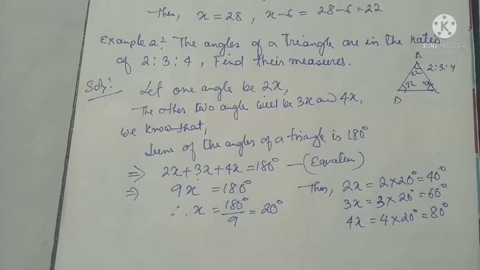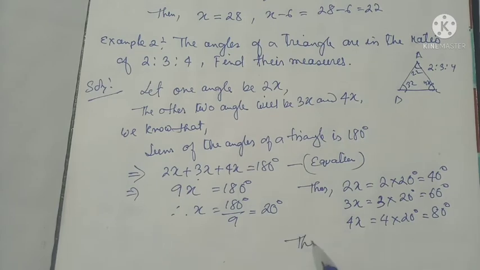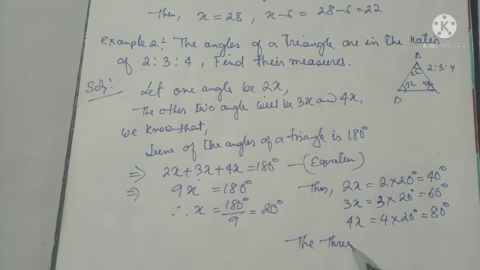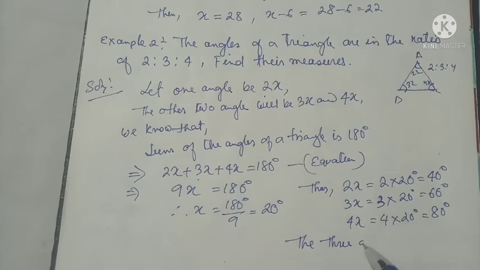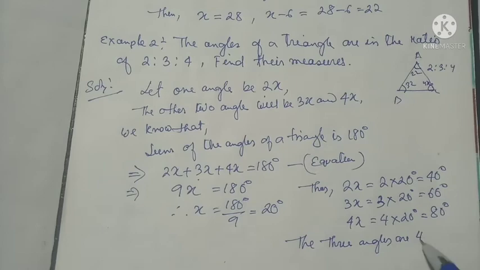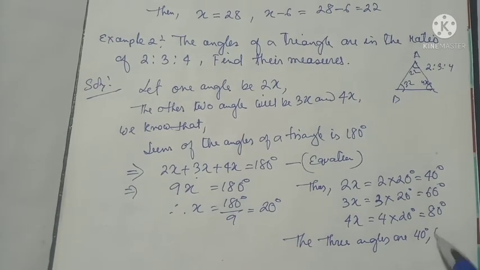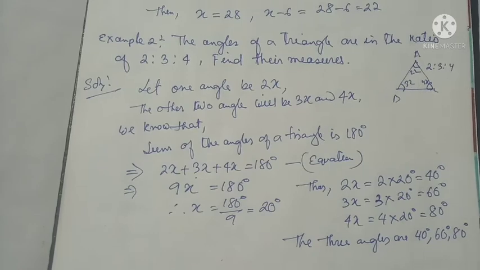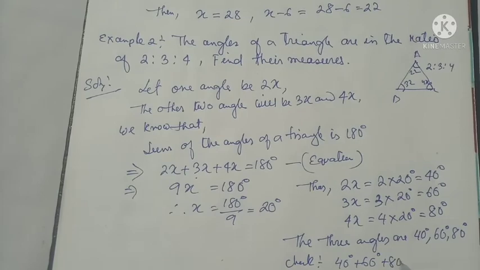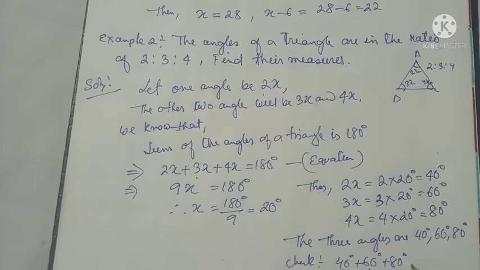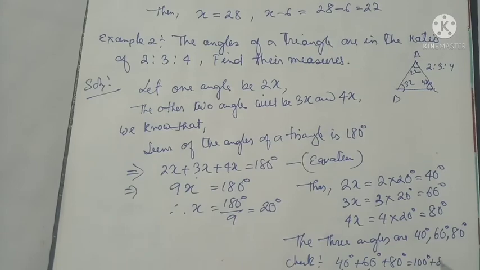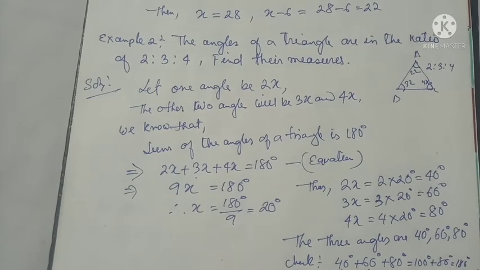Now these are the three angles: 40, 60 and 80. These are the three angles. So if you want to check, now we can check whether the sum is equal to 180 or not. 40 plus 60 is 100. If you add 100 plus 80, it is equal to what? 180. So we have the correct answer.